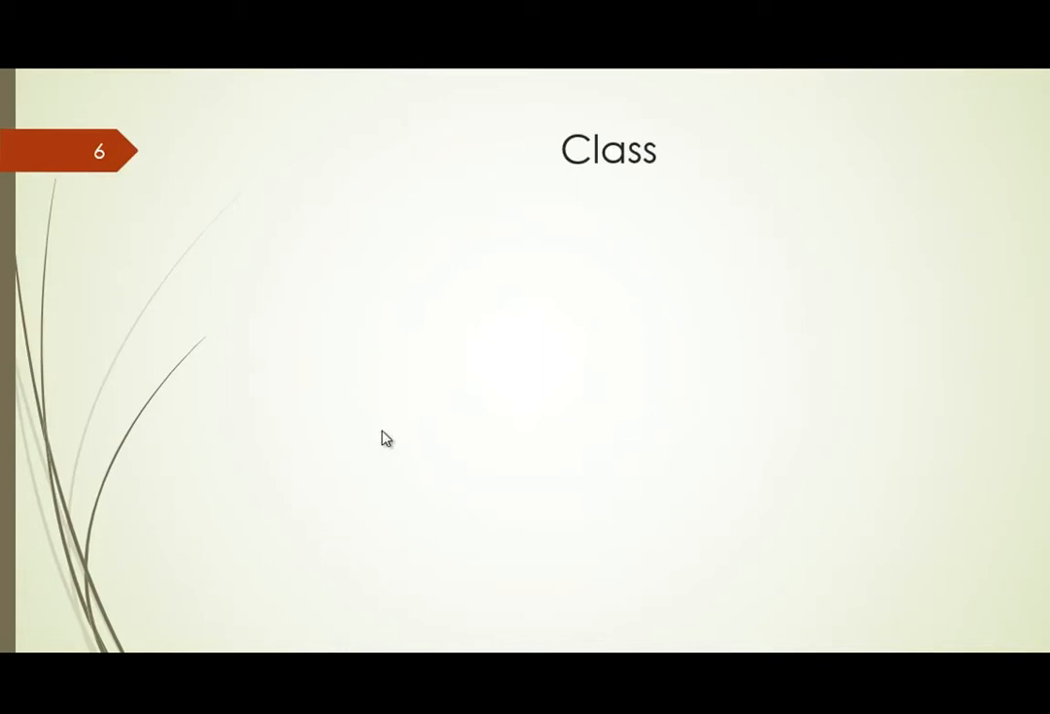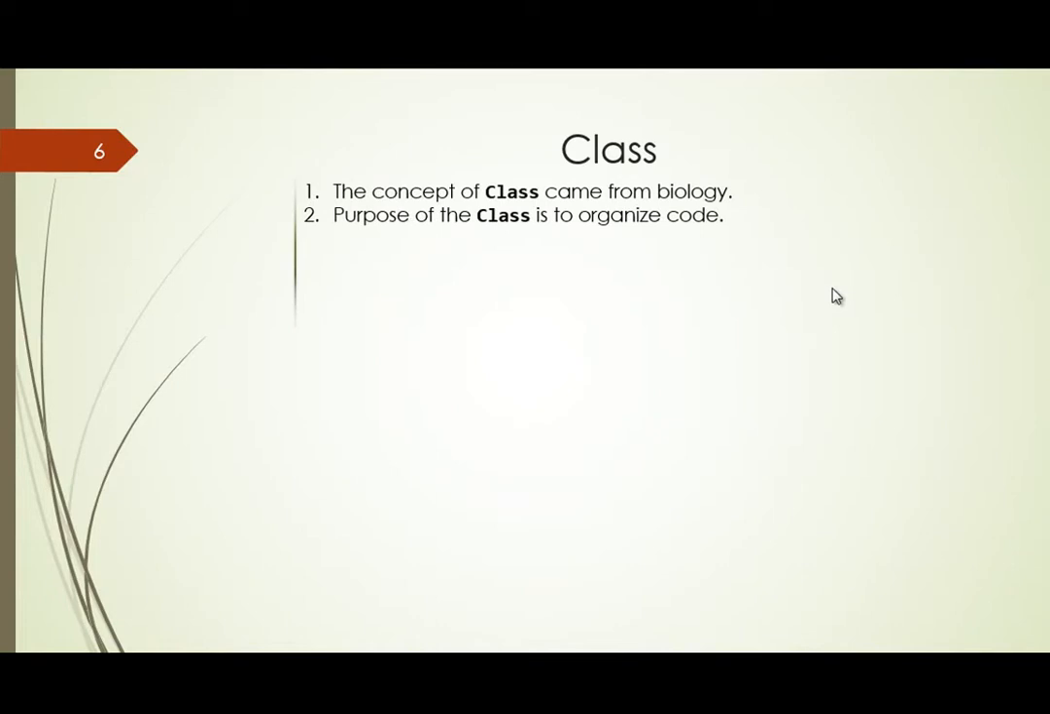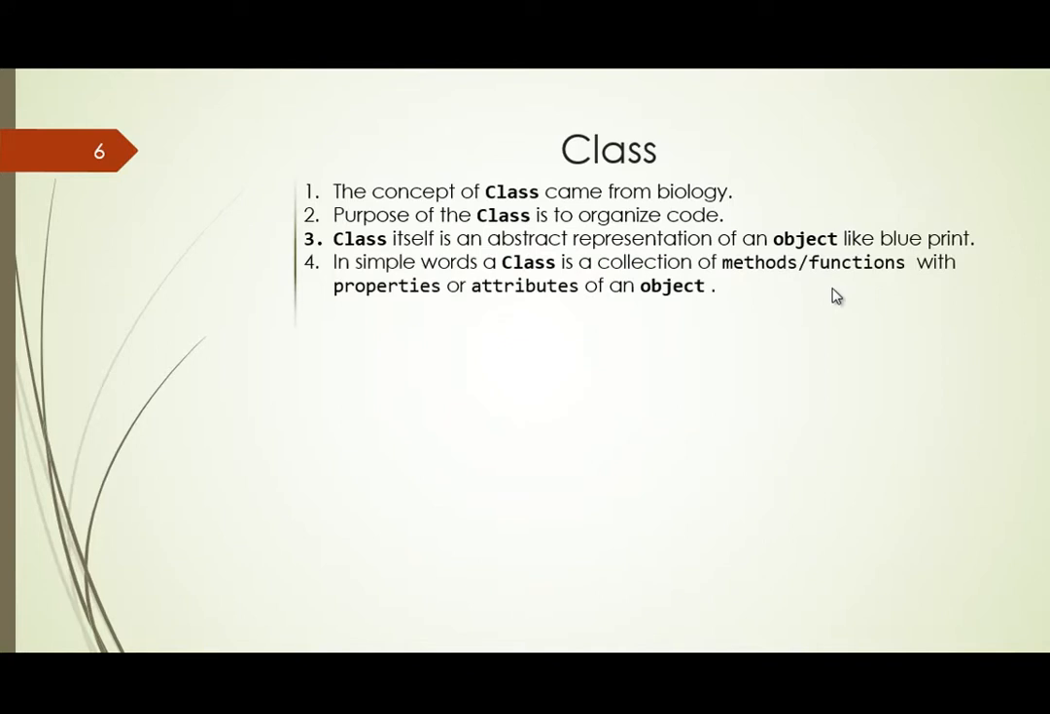In high school, I never took biology, but it turns out that somehow biology contributed to computer science, and the class concept first came from biology. The purpose of the class is to organize your code. A class is an abstract representation or a blueprint of an object. Let's say you have a person class. A class says a person should have a first name or last name, but it does not say what the first name would be or what the last name should be. It's just abstract. In simple words, a class is a collection of methods and properties.